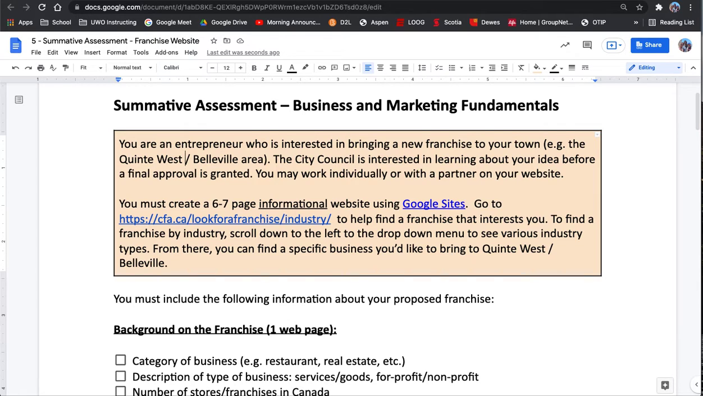So to do this website, you're going to use a site called Google Sites. It's a website building platform that Google uses. It's really user-friendly, super easy to use, and I'm going to show it to you in just a moment. Let's go through what you are going to put on your website, and then I'm going to come back up and show you how to find a franchise.